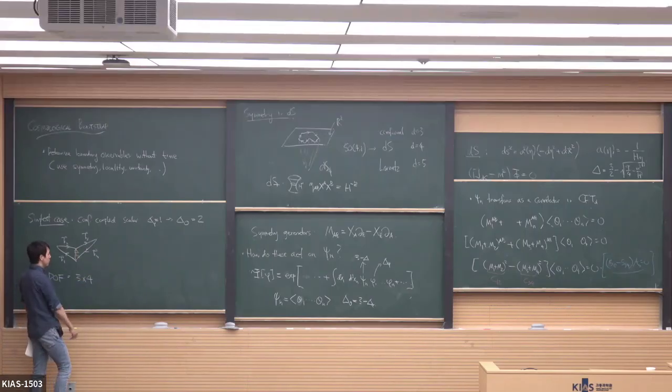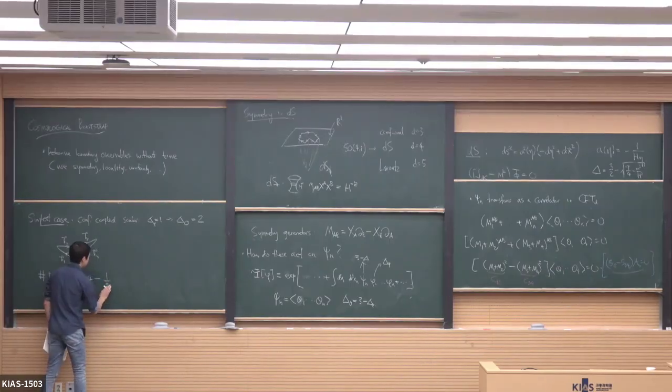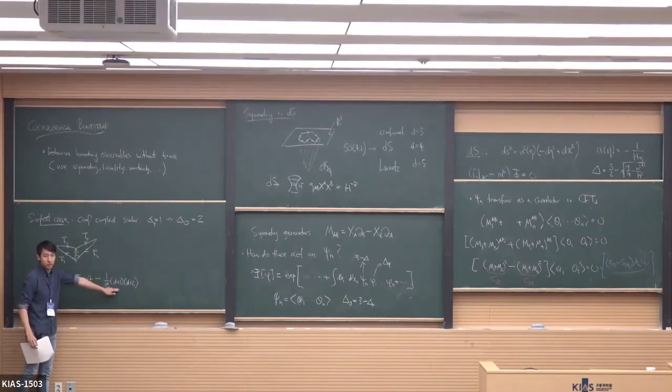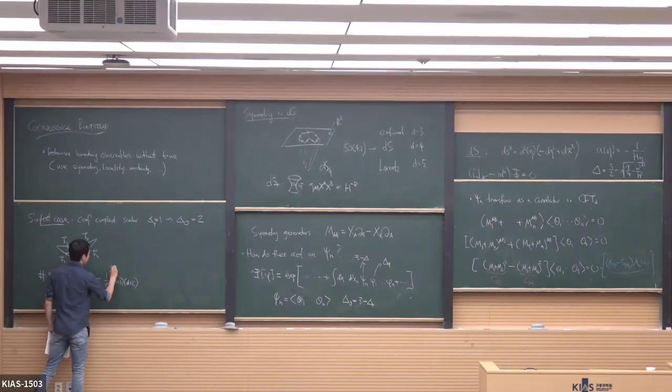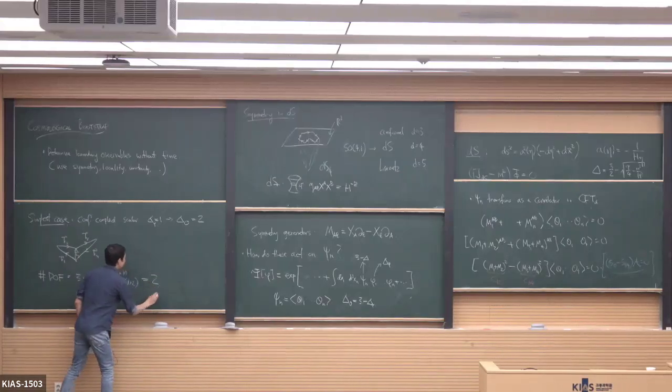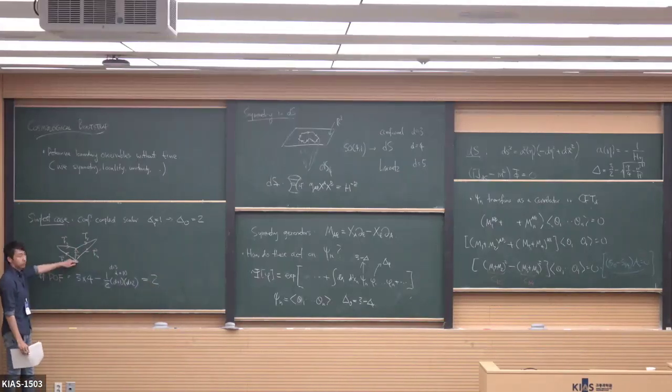The Lorentz group, or the conformal group in 3 dimensions. Generically, the number of constraints coming from symmetry for d spatial dimensions is given by this. This is just the dimension of the Lorentz group. For d equals 3, this is equal to 10. So the actual degrees of freedom that describe the 4-point function is just 2.